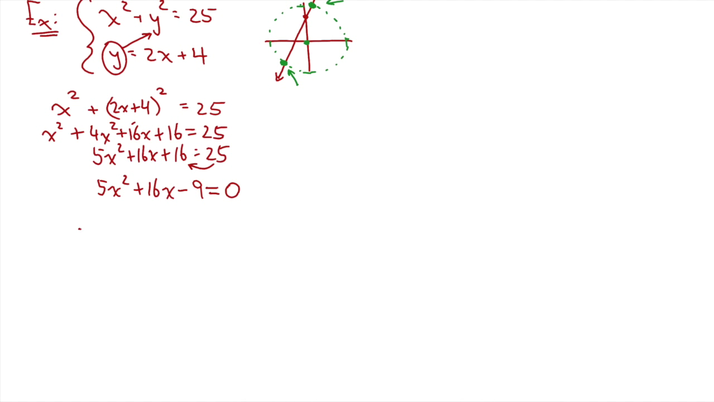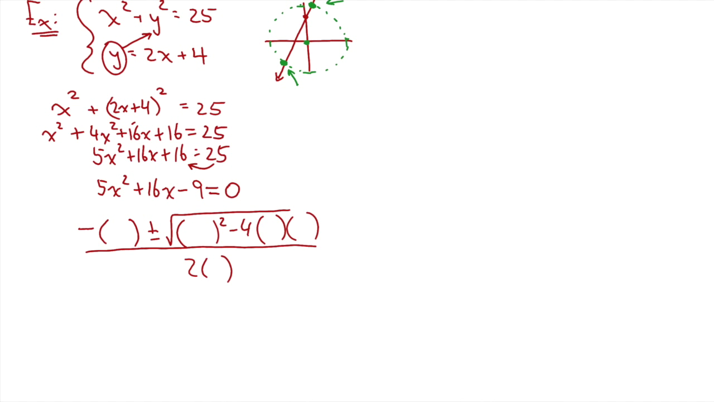Well, this is a quadratic equation. I've had people call the quadratic formula the quadratic equation and vice versa. So it's negative b plus or minus the square root of b squared minus 4ac, all over 2a. So b is 16, a is 5, and c is negative 9.